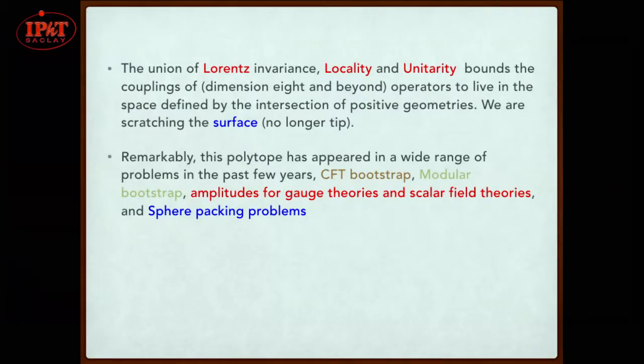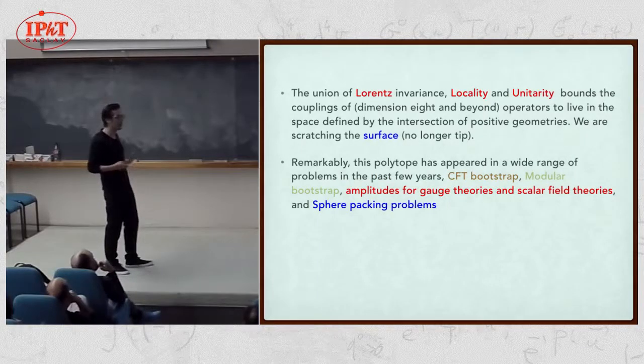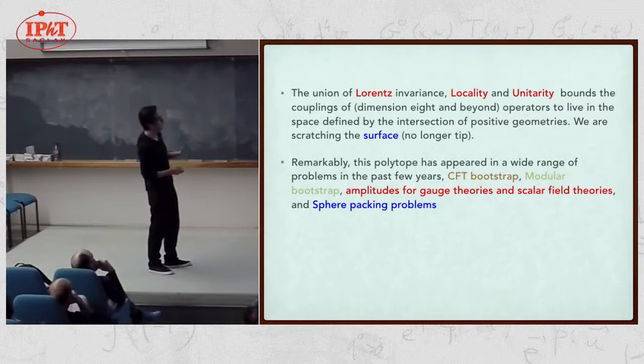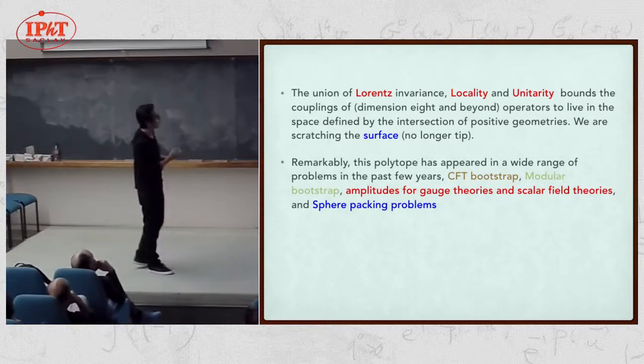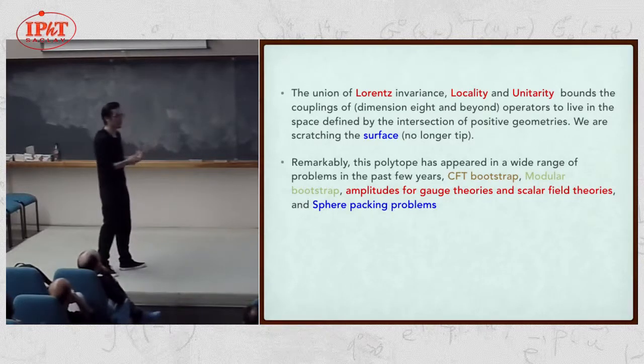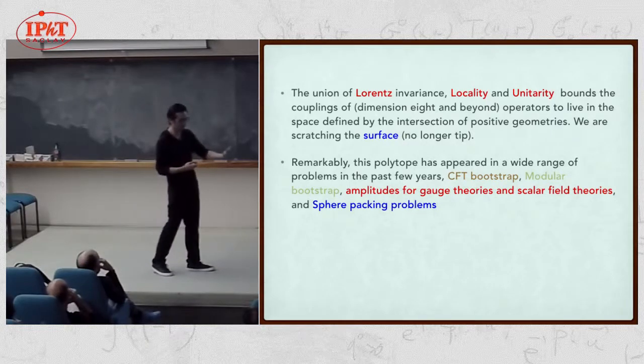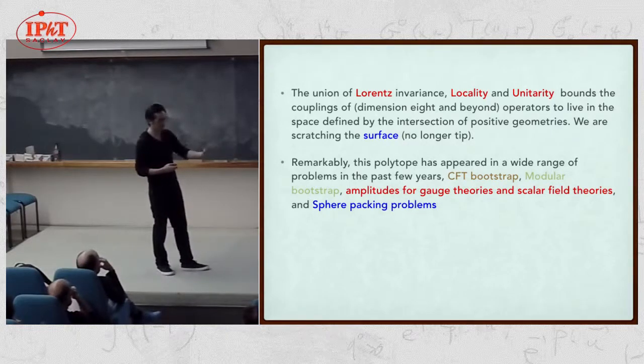So I hope that I convinced you that this union of Lorentz invariance, locality, and unitarity really gives you a large number of bounds on the space of couplings in dimension 8 and beyond. And the operators basically live in the space defined by the intersection of different positive geometries, as I showed you. There's a positive geometry associated with the Gegenbauer expansion polynomials and also from the moment curves.